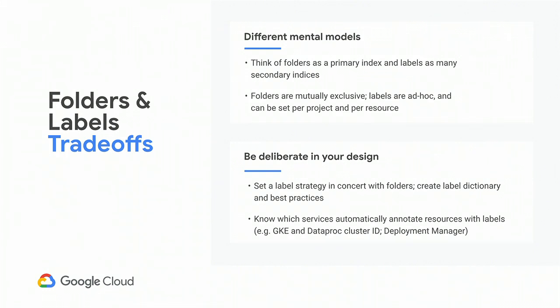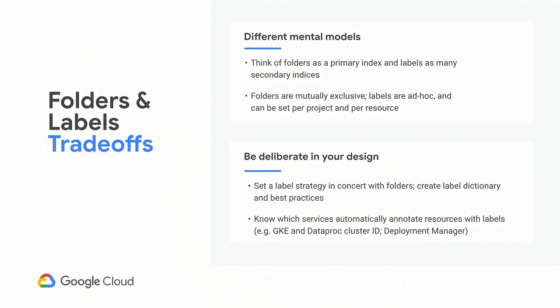As I mentioned, there are trade-offs here. You can think of a folder a little bit like a primary key. Each project can live only in one folder. They can be nested, but it can only have one parent. And you can think of labels as like a set of secondary indexes on your resources and on your projects.